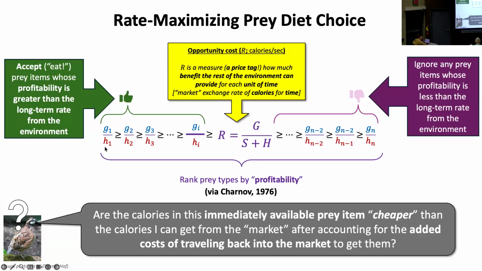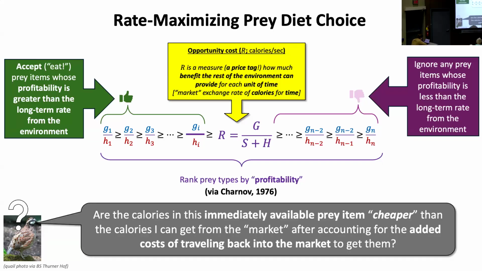That's the prey model. So sort them all, and there will be a cutoff where anything above that cutoff you eat, anything below that cutoff you don't. And that cutoff is the background rate of return from the environment. So if you know that on average, for every minute of searching, I get this many calories, turn that into a threshold, and that's your profitability threshold.